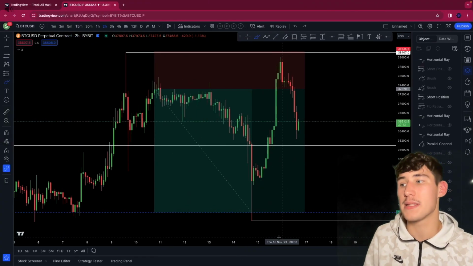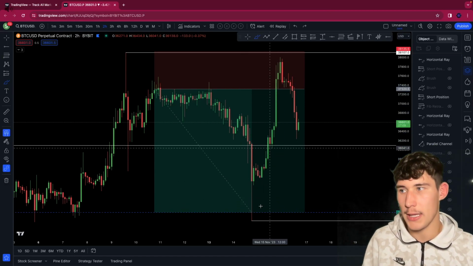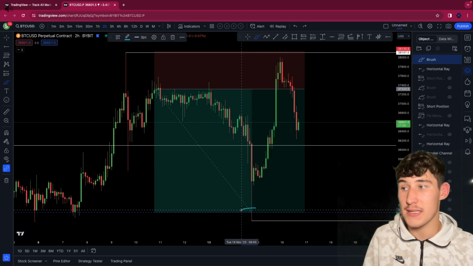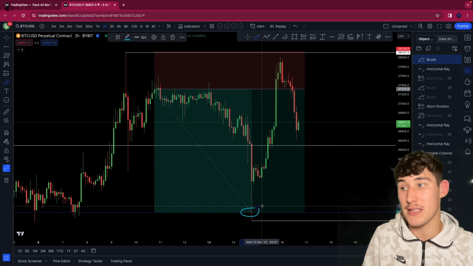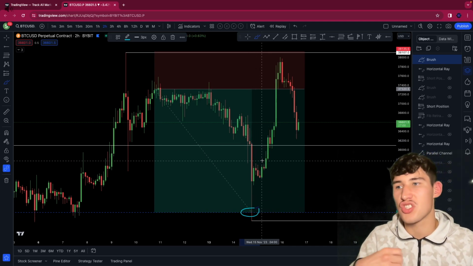But what happened after that? We did see a nice big bounce towards the upside, as you can see right here, and we did bounce off of this level that I was telling you guys that I'm taking profit at, and that we could see price come down to that level if a certain level was broken.